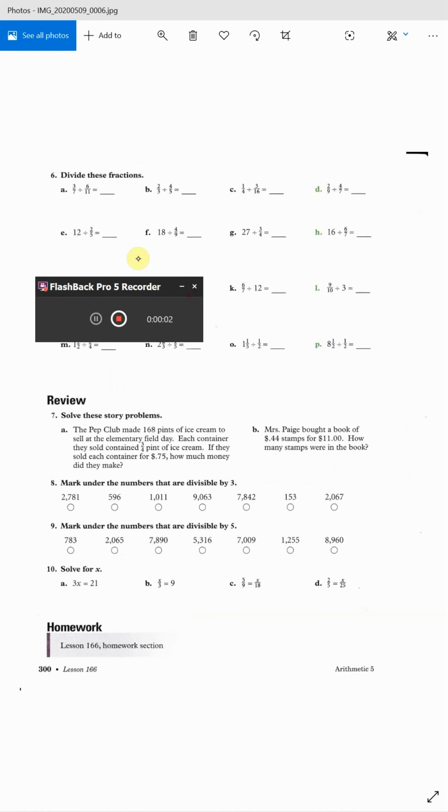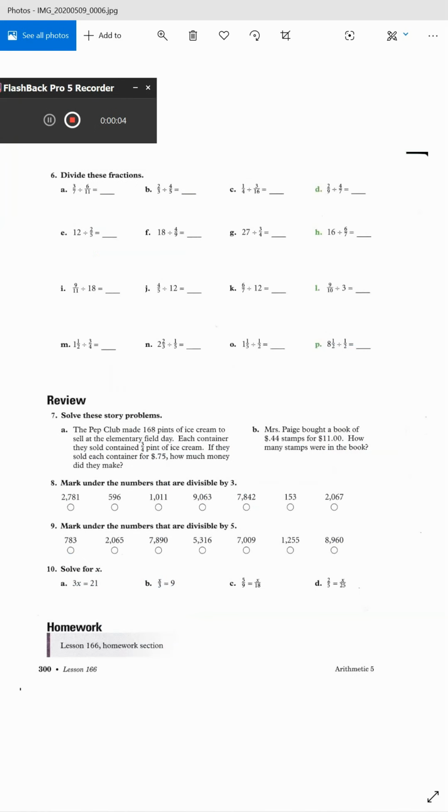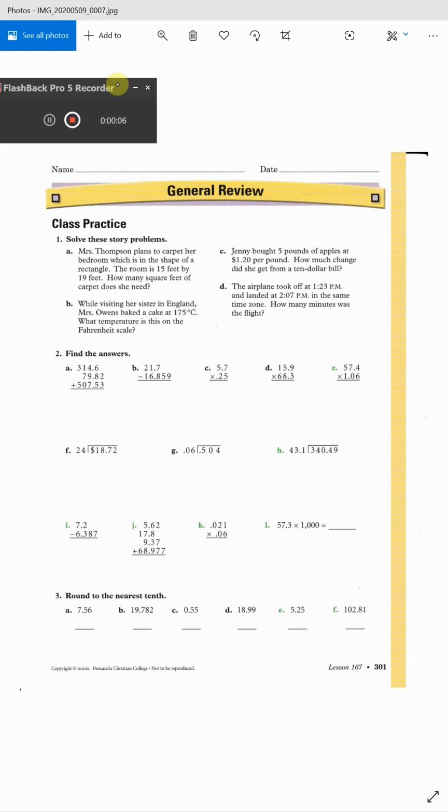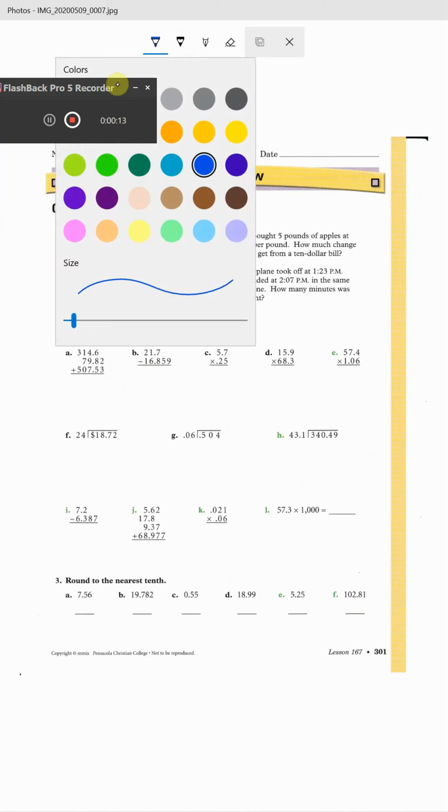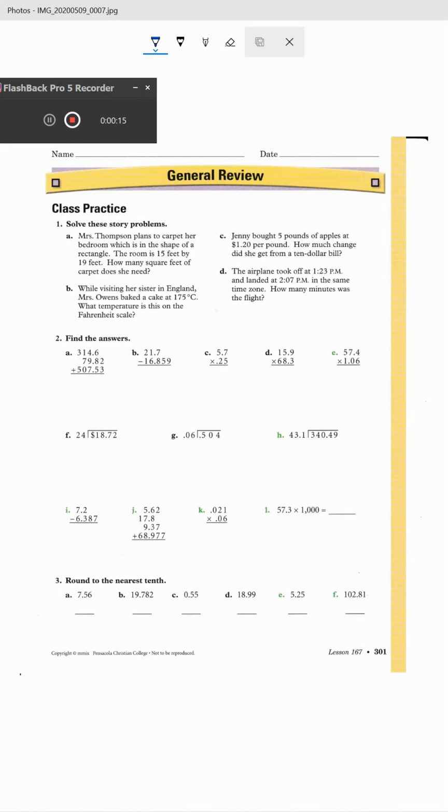All right, today we're going to do 167, as soon as I get there. Here we go. General review. We are going to do these story problems together.